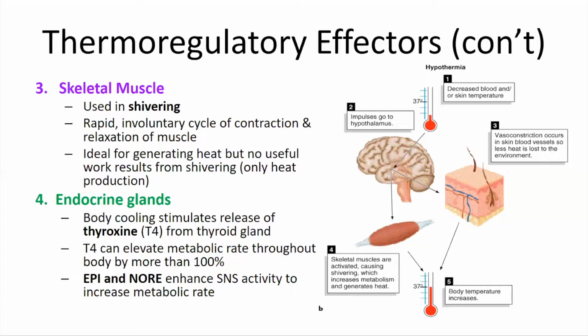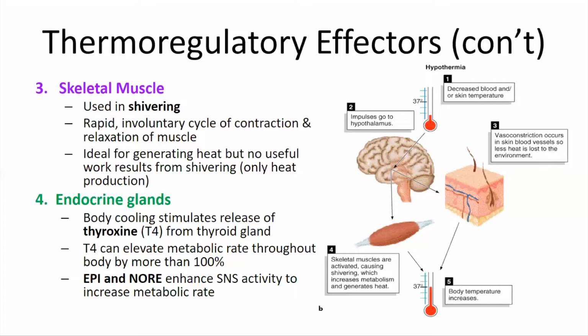If that is not enough to keep our body heat within our core, our metabolism will increase, and this is regulated by T4 or thyroxine, and also T3, triiodothyronine. And the epinephrine and norepinephrine hormones will also enhance metabolic rate.